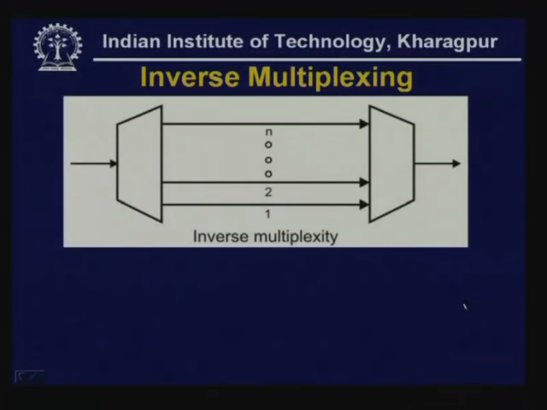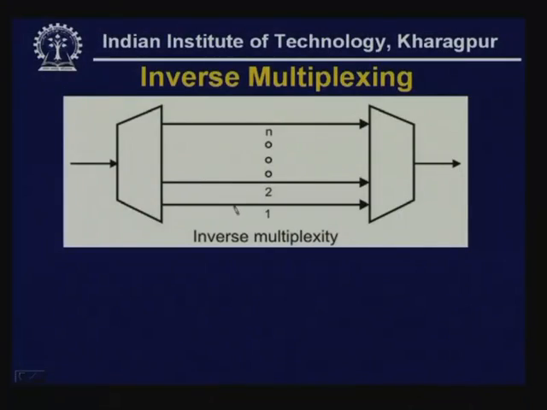So, we have discussed frequency division multiplexing, we have discussed time division multiplexing. Here we have another very important technique, which is known as inverse multiplexing. This is the opposite of the multiplexing technique. In the previous case, what was done? The individual inputs were of lesser bandwidth, then we combined them to form a composite signal of higher bandwidth. Here it is the opposite. Here we are receiving a signal of higher bandwidth, then it is divided into a number of channels of smaller bandwidth, and at the other end the opposite operation is done.